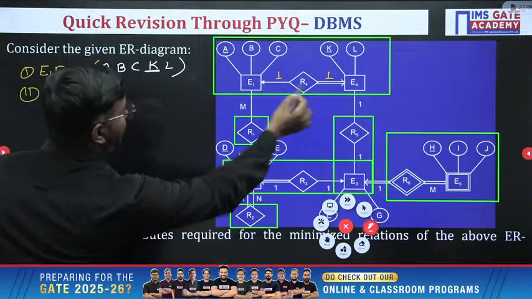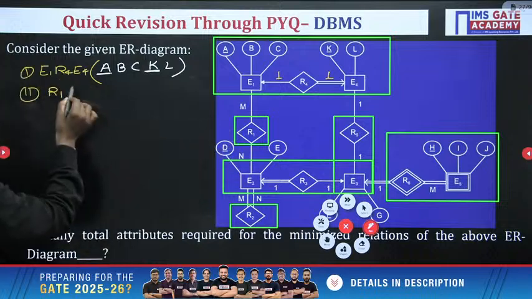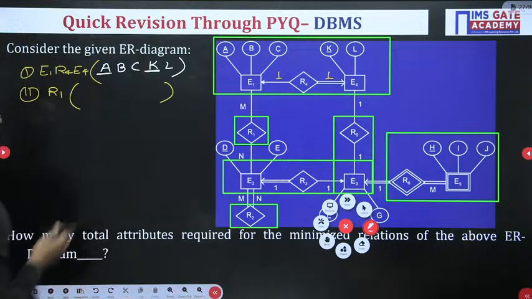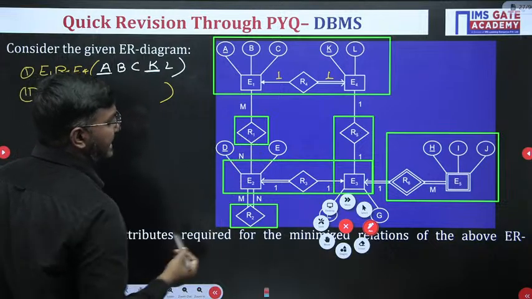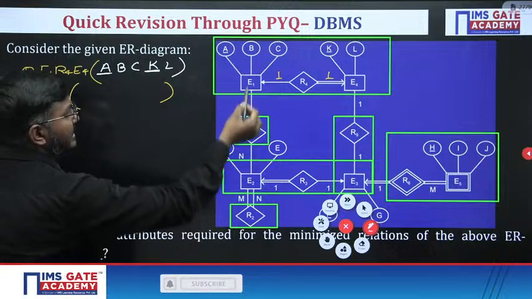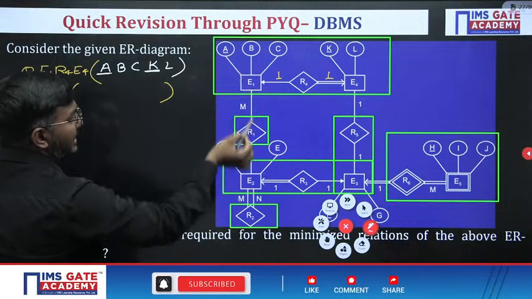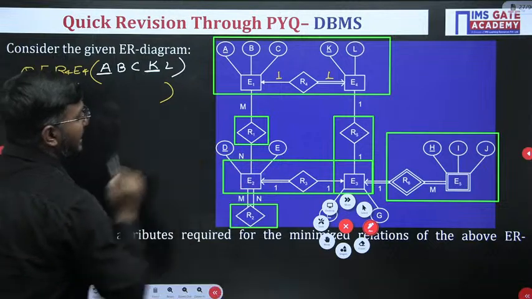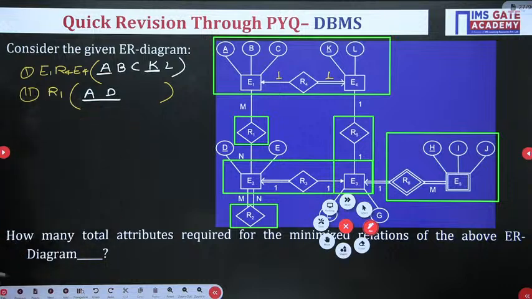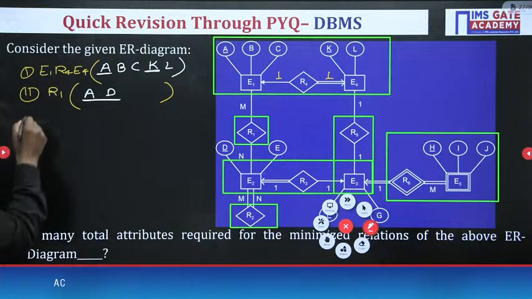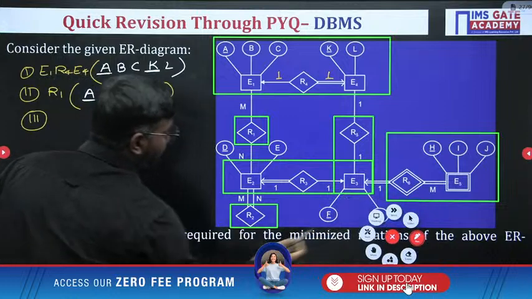This is R4, okay. Now here is R1 only. So R1, how many attributes here? This R1 will take the key attributes of both the participating entity sets. The participating entity sets are E1 and E2. So from E1 it will take A, and from E2 it will take D. A and D combined form the key attributes.